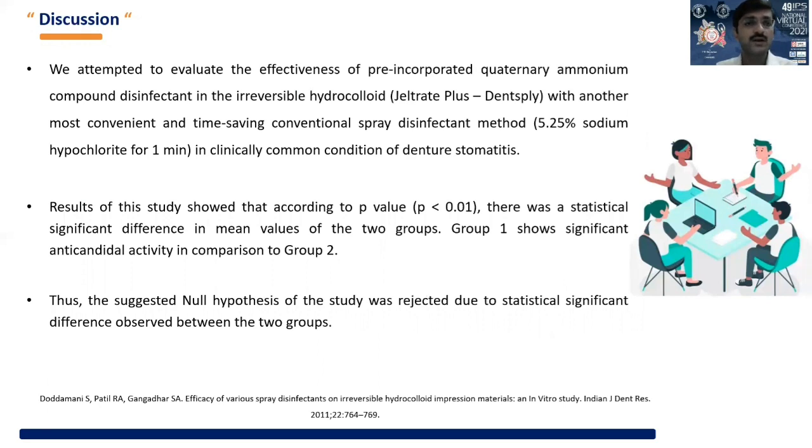So we attempted to evaluate the effectiveness of pre-incorporated quaternary ammonium compound disinfectant in alginate against another convenient and time-saving conventional spray disinfectant method in the clinically common condition of denture stomatitis. The result of this study, according to the p-value, shows a statistically significant difference in the mean value of the 2 groups. Group 1 shows significant anti-candidal activity in comparison to group 2. So the null hypothesis of the study was rejected, given the statistically significant difference between the 2 groups.